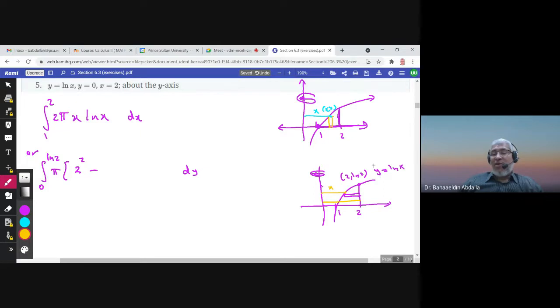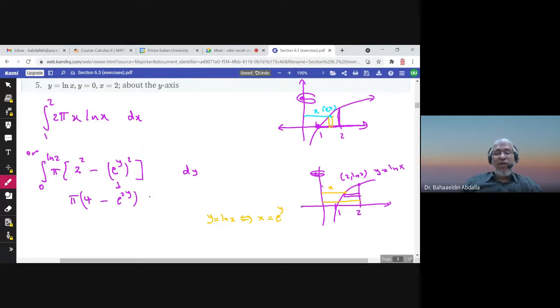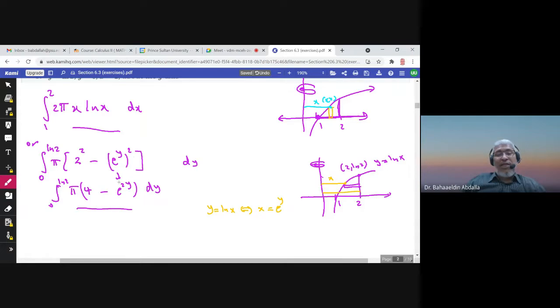So I need to write x in terms of y. Well, y equals ln x if and only if x equals e to the power y, if you change from logarithmic to exponential. So actually this x is e to the power y. So the inner radius squared is (e to the power y) squared, and this would be the volume. Of course, this is e to the power 2y, this is 4, so it's the integral of pi times (4 minus e to the power 2y). And please check in the calculator that these two integrals will give you the same answer. Of course, this integral is easier than the other. We can solve this integral by substitution. But for x times ln x, we don't have yet the tools to find this integral.